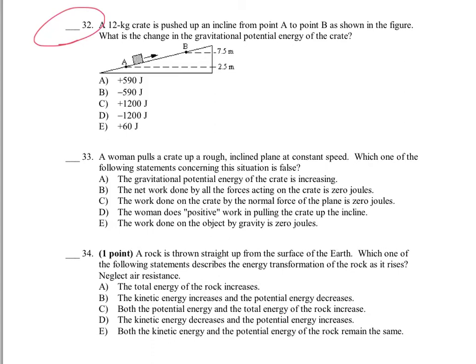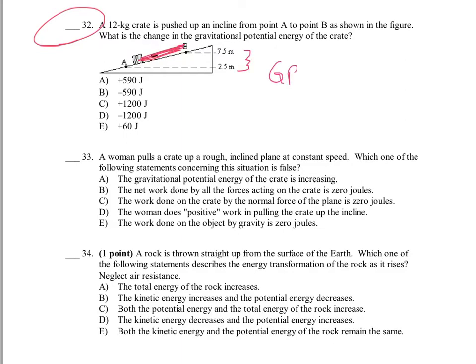So we're going to continue with the pretest, and we're going to start by looking at number 32. If you look at 32, we have a crate being pushed up an incline, and they want to know what is the change in potential energy. The important thing is, it doesn't really matter how far along the incline they go. The change in potential energy is just their change in height.